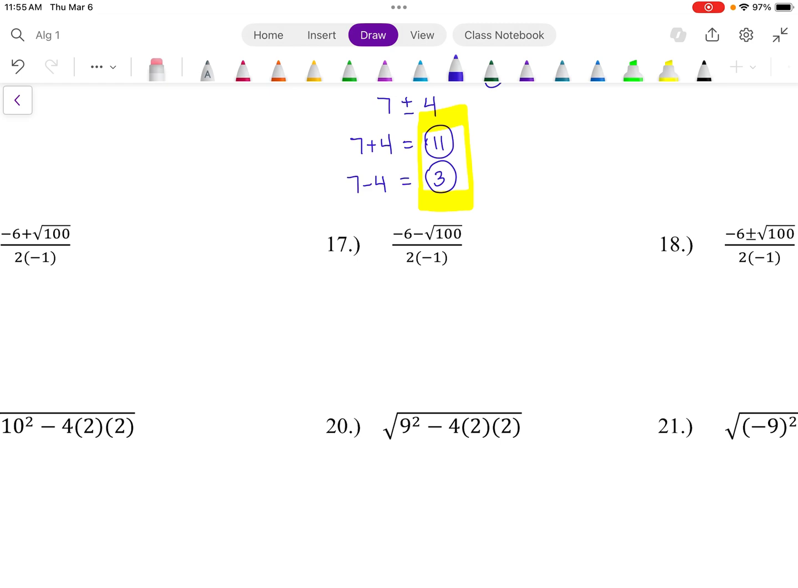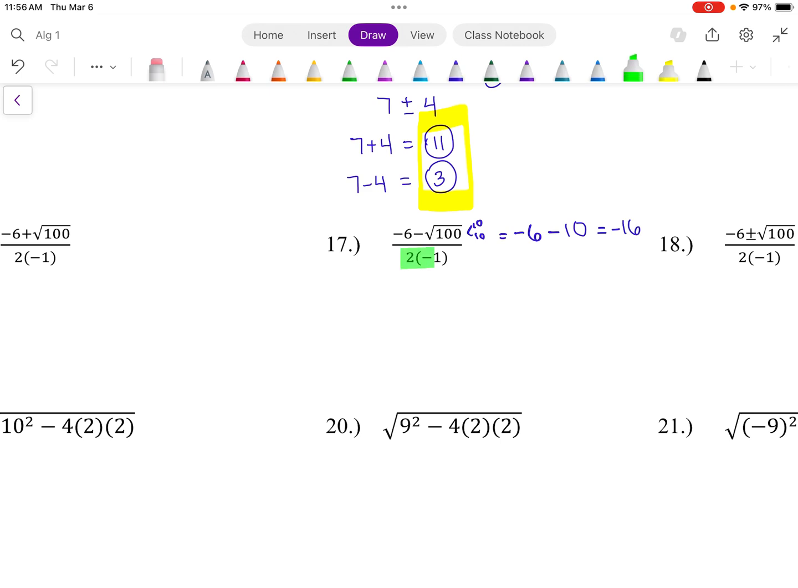Well, if I just think about negative 6 minus the square root of 100, I know that the square root of 100 is 10. So I could rewrite this as negative 6 minus 10. And I know that negative 6 minus 10 is negative 16. So my numerator is negative 16.